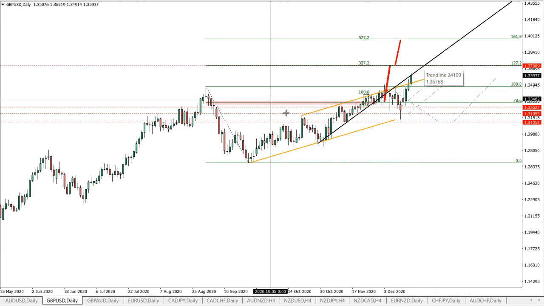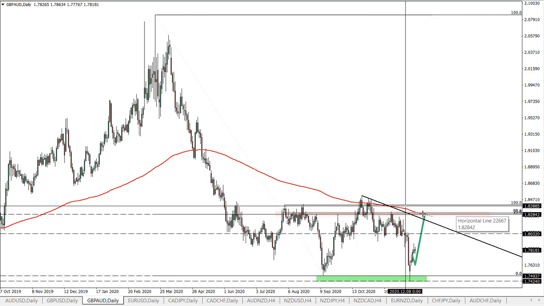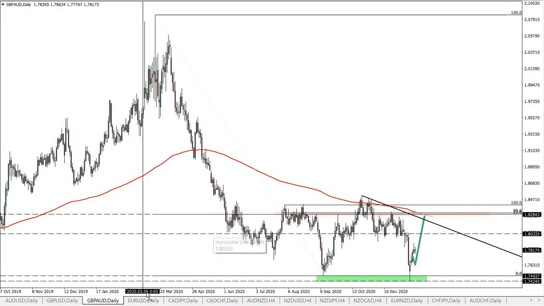But yeah, it remains valid, still very interesting. Pound Australian dollar, also valid. We should be watching two resistance levels. First is 80.32, second is 83.00 psychological area. So these are the two resistances.